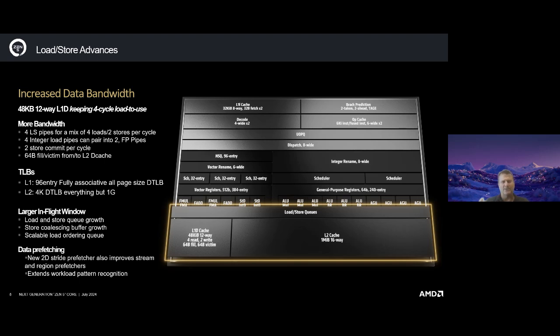For the loads and stores, we grew the queues. The store coalescing buffer grew. Our load ordering queue is more scalable than in the past. A little bit hard to compare with all the different dimensions.